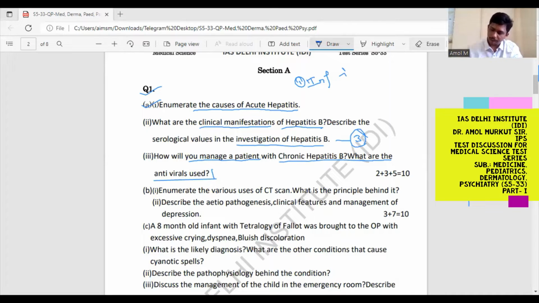Okay. So, enumerate the various uses of CT scan. One 10-mark question is over here, and we have moved on to question B, or we can call it sub-question B. Enumerate the various uses of CT scan. What is the principle behind it?